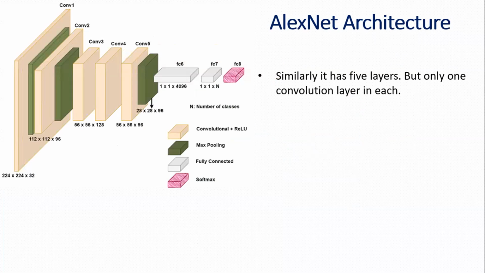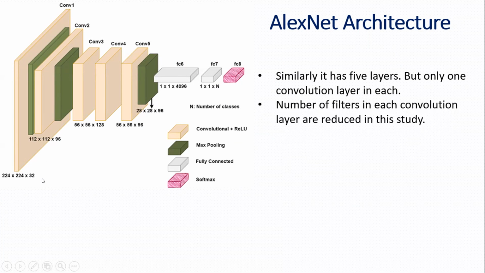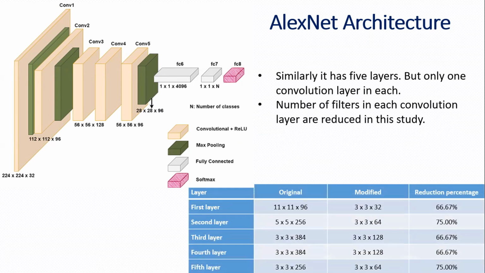Lastly, the AlexNet architecture is shown here. This also has 5 layers, but the difference is that we have just one convolution in each of these layers. And the number of filters is also reduced in this case, from 75% to 66%. This table gives the full detail of how we have reduced the number of filters in each of the layers.